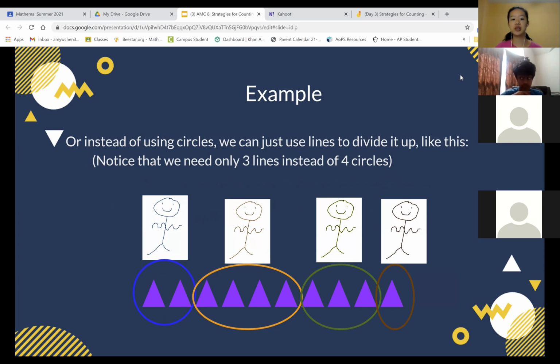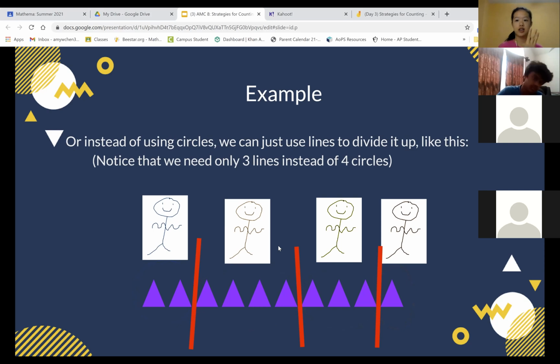But a better way would be, instead of using circles to group the candies, we can use lines to divide them up. We can just draw lines where the circles meet. So this divides up the candy using only 3 things, which I'm just going to call sticks from now on, because that's basically what they are. We're using 3 sticks to divide the candy into 4 groups, where the leftmost group belongs to the blue guy, the second to leftmost group belongs to the orange guy, the second to rightmost group belongs to the green guy, and the rightmost group belongs to the brown guy.